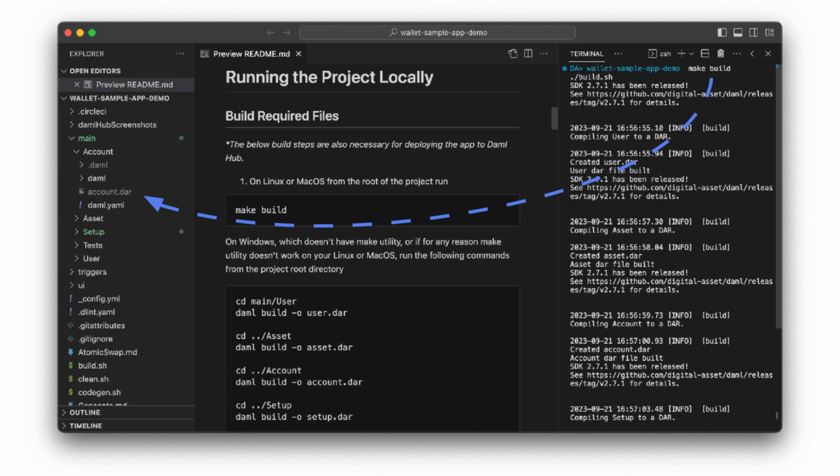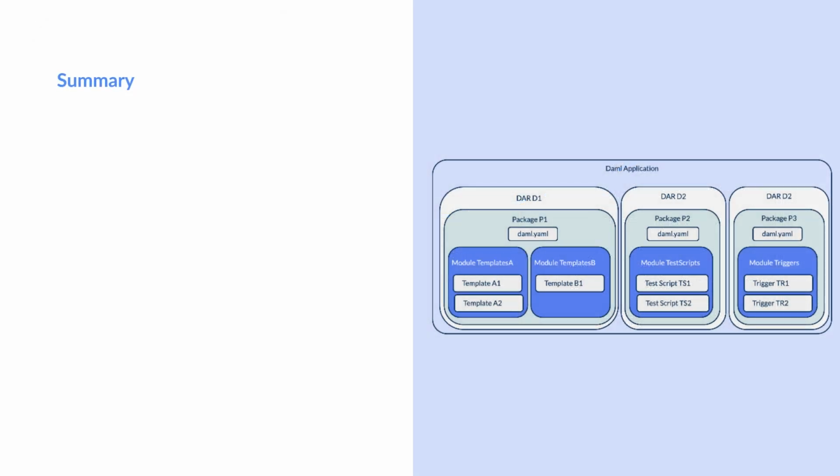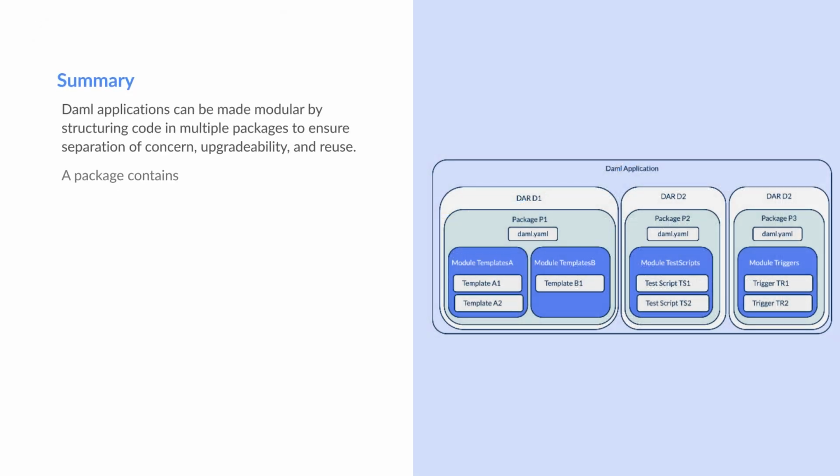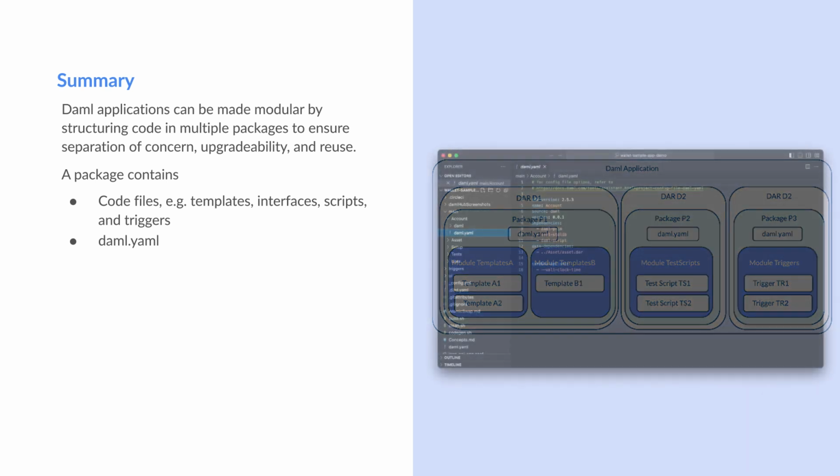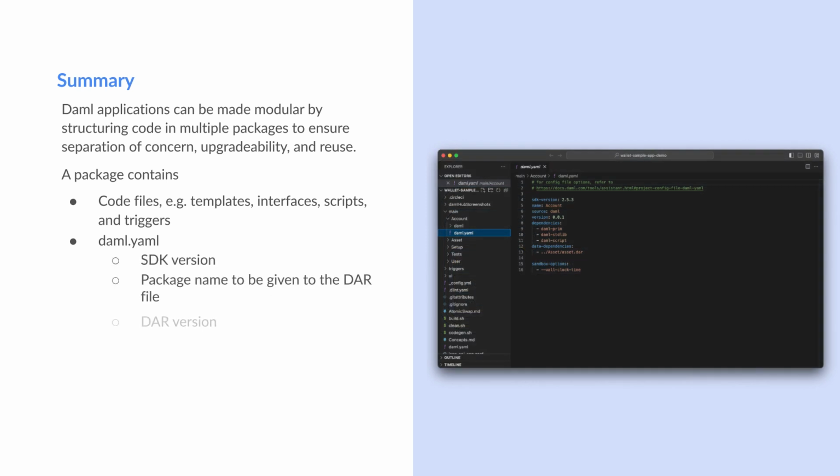Let us summarize. Daml provides a hierarchical structure to organize your Daml application project files. You can organize your code in packages by putting them in folders along with a daml.yaml file. That is a project config file. Among other things, a daml.yaml file contains the SDK version used for creating the DAR, package name and its version, and package dependencies.